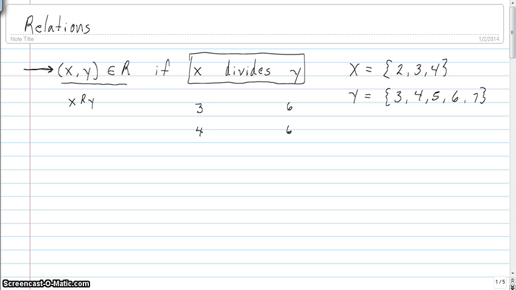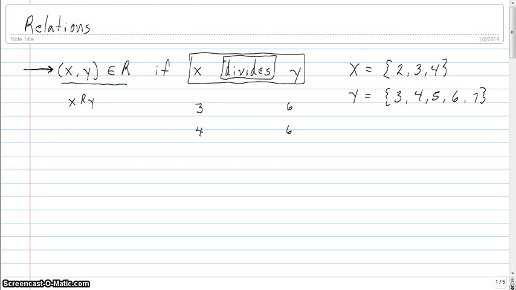In this sense, we're using a more formal definition of divides. 4 does not divide 6, because if I try to divide 4 into 6, that doesn't come out to be an integer. I get some decimal or fraction when I do that. So when we use this word divides, that's what we mean. In plain English, it would be divides evenly, I guess might be a better way to have said it.